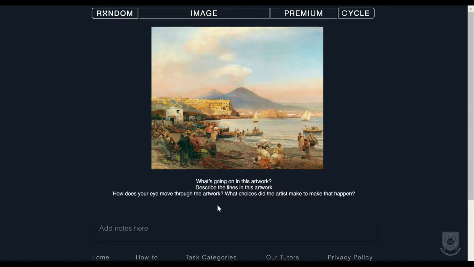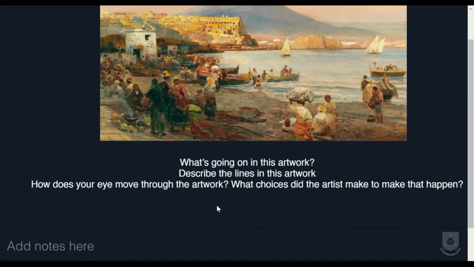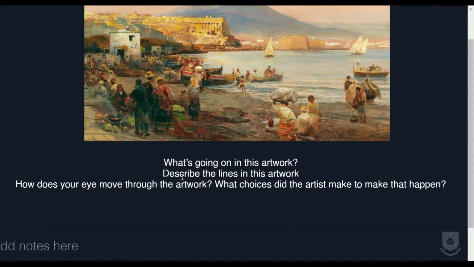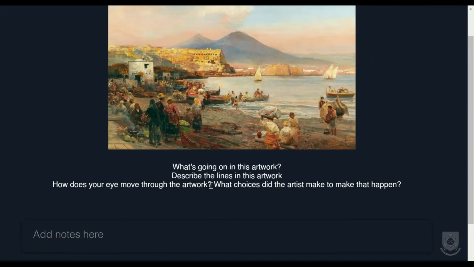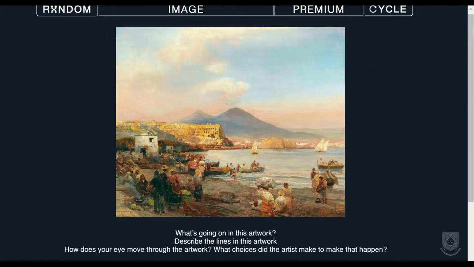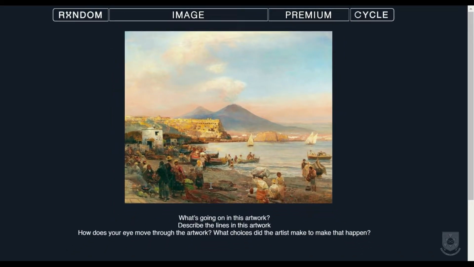So here we have some image description and some questions related to this image. What's going on in the artwork, describe the lines in this artwork, and the eye moving through it, and so on, and of course the choices. So it's very good not only for arts students, but for everyone who needs to describe images and who likes images, art in general, and so on. This is an open domain image as well as all others, so of course no copyright issues.